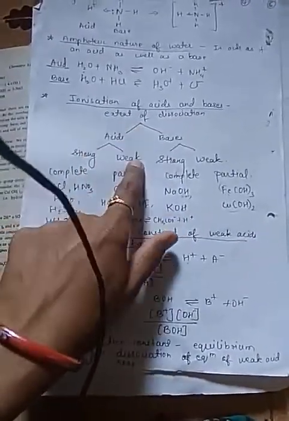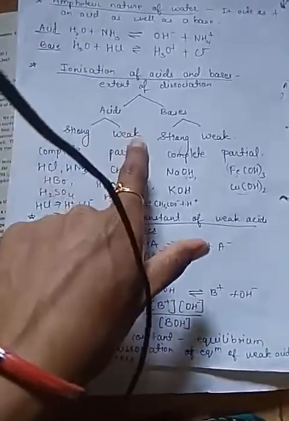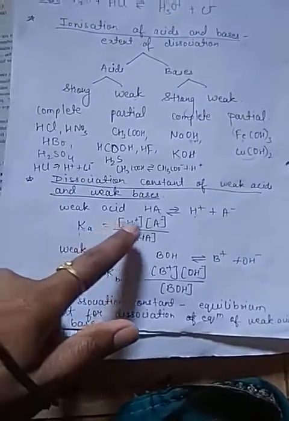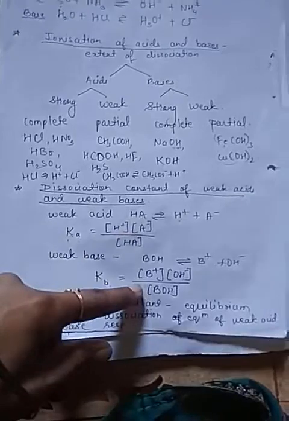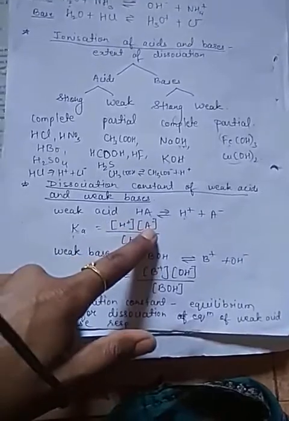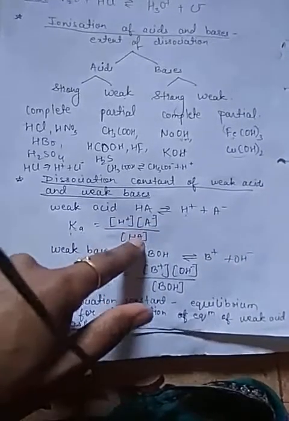The next part which we saw was the ionization of acids and bases. So acid, strong acid, weak acid, like if they completely dissociate, they are strong. If they partially dissociate, they are weak acid. Same for bases also. Now depending upon this dissociation, we have derived this equation Ka. It is the equilibrium constant for dissociation of weak acid and weak base. So Ka is for weak acid and Kb is for weak base. Concentration of H plus into concentration of A minus upon concentration of HA. HA is the weak acid, and same for base.